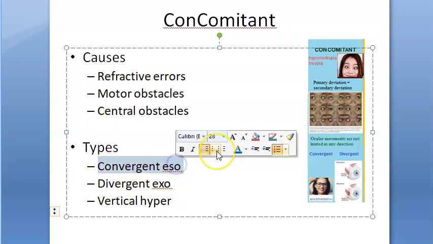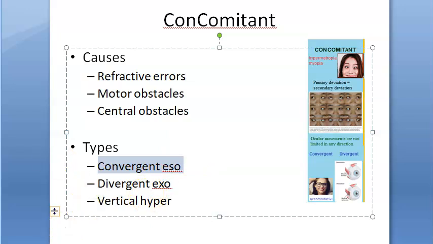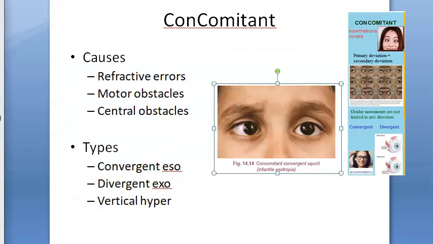Convergent concomitant squint or esotropia is the most common type of squint in children. It denotes inward deviation of one eye. See, these people can have amblyopia, etc. That means the way the brain accesses or processes vision may be defective in one eye. That is called amblyopia, lazy eye and all that.